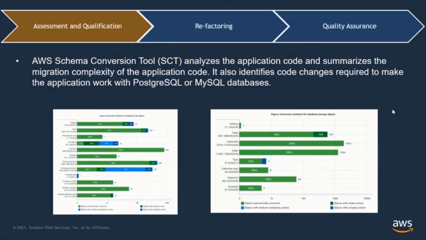Yes, sure. There are two reports that you see on the slide. The left side is showing database code objects, such as procedures, functions, packages, etc. And on the right side, you will see storage objects, so tables, indexes, and so on. You will see some color coding there, which shows which of these objects can be converted automatically and what percentage cannot be converted automatically. That's also broken down further into what could be simple, what could be medium, and so on. We'll talk a little bit more about this in some future slides.